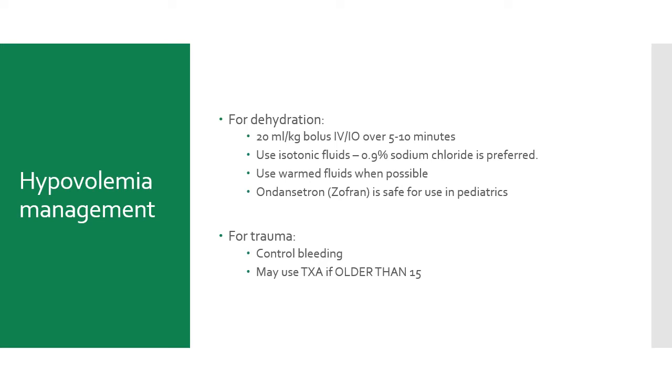For kids, we always use isotonic fluids, so 0.9% sodium chloride, which is normal saline, is going to be preferred. We would never bolus a D5W as a bolus fluid. So use warm fluids whenever possible because we know that there's a correlation between hypothermia, hypoglycemia, and acidosis, especially in kids, but also in adults.